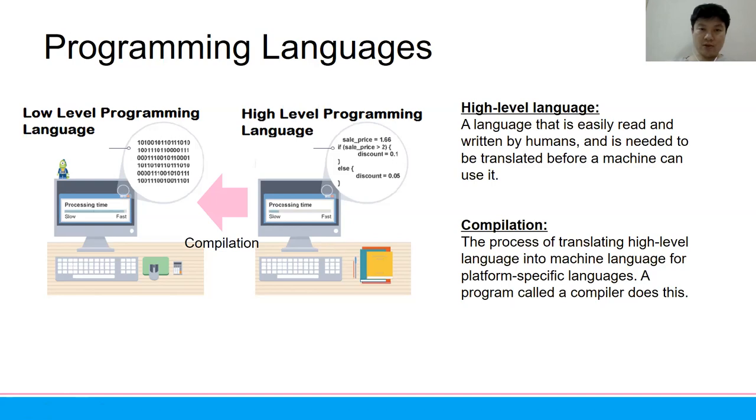So when we type something in human sense, for example, print, I want the computer to print something. Before the computer can do something, there's a process we call compilation. Compilation is a process to translate the high level language into machine language for platform specific languages. A program called a compiler does this. When you are doing Java, there's a compiler, a Java compiler. If you're doing it on Mac, it will have a different result than when you do it on Windows. When you use Java and run your program in Android, it will have a different result than when you run your program in Ubuntu.